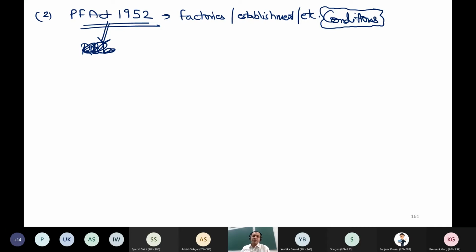I hope my voice is coming now. For example, Reliance Industries Limited, Tata, these are hypothetical examples only. For example, if these companies want Provident Fund for their employees, they can apply for registration of this Provident Fund as per the provisions of this Act, PF Act 1952.